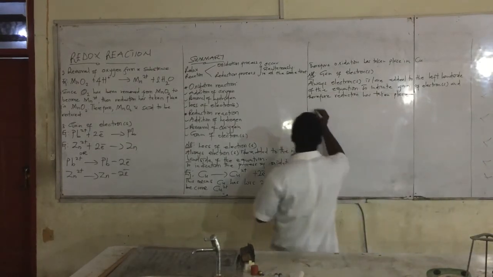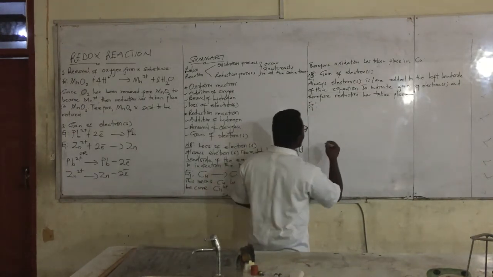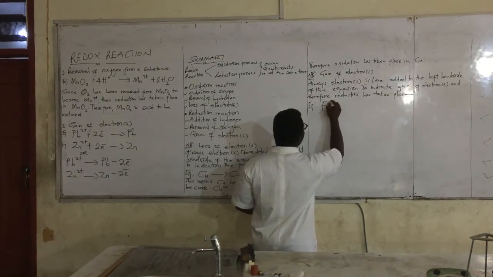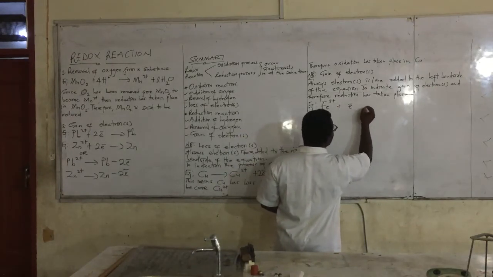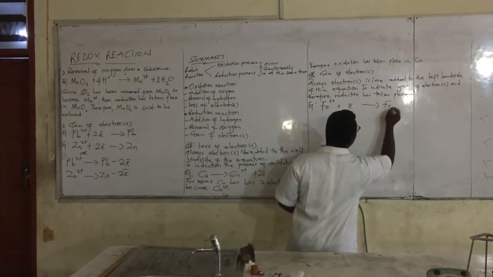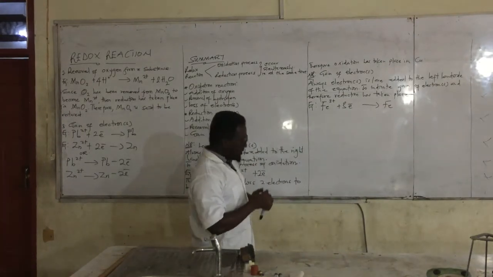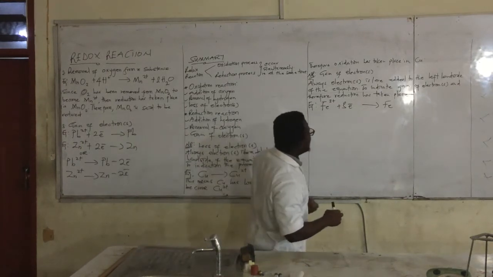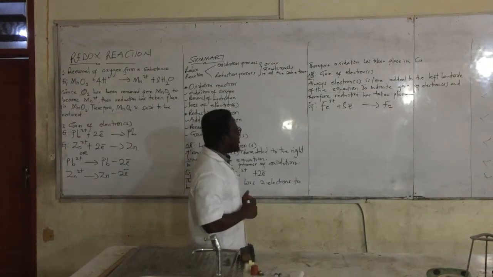So let's look at a very typical example that we can pick. Let's pick Fe3 plus. I'll add electron to this side to produce Fe. So to produce Fe, I'll put 3 over here. This indicates that iron gained 3 electrons to produce Fe, that is iron, normal iron.